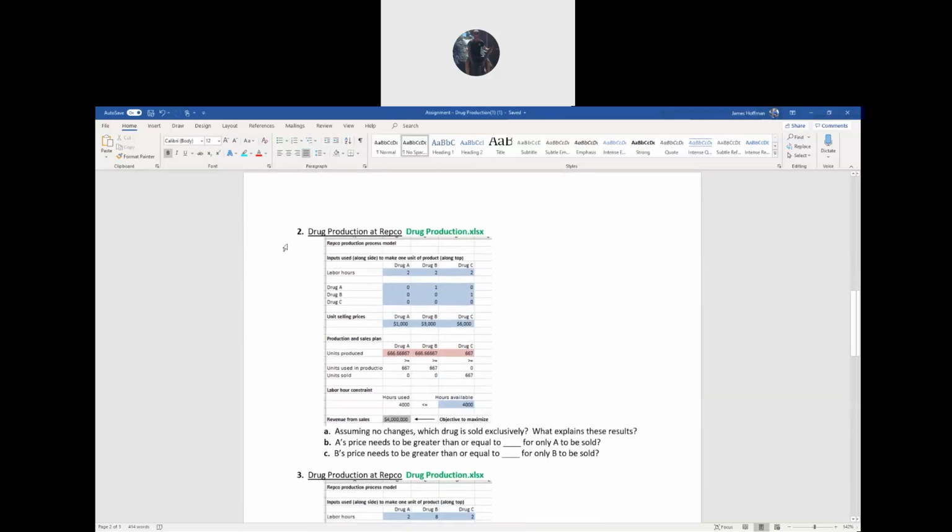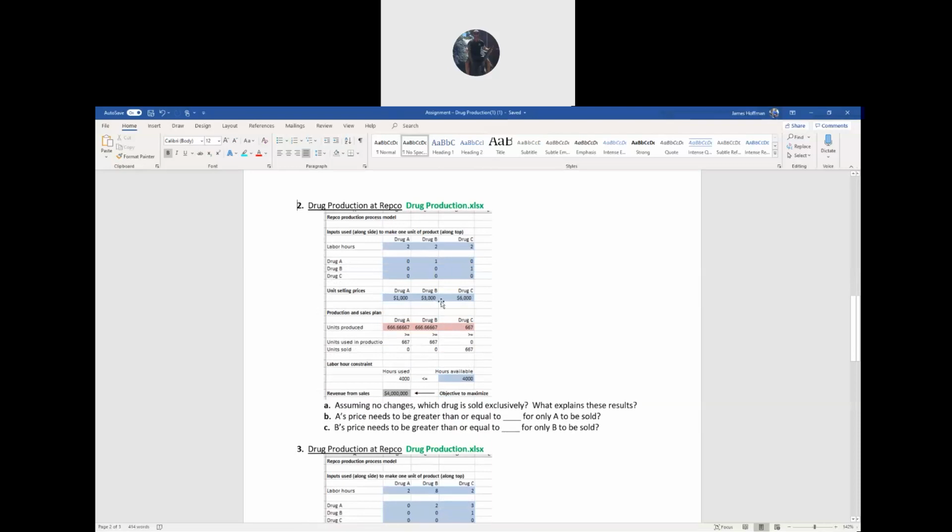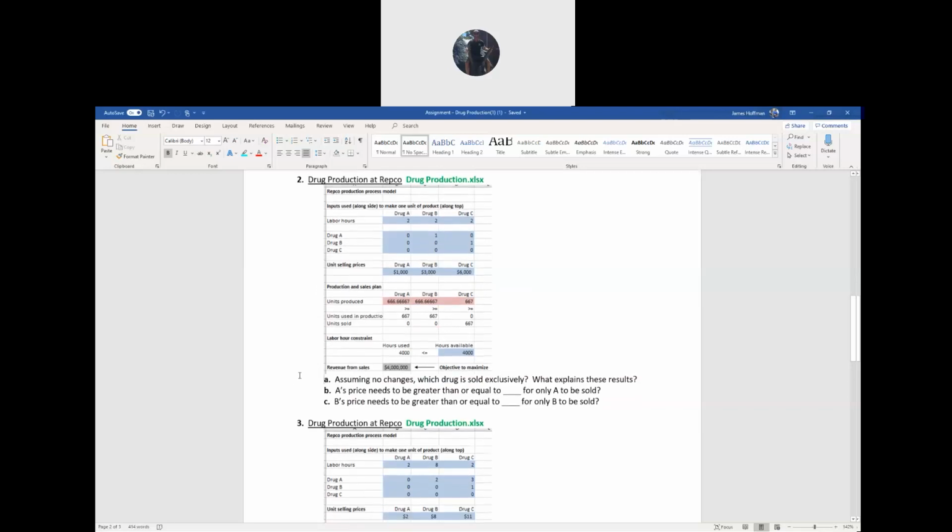Okay, number 2. So same process, but the hours start getting more complicated. But stick with the recipe. So let's see. Number 2. All right. So all this other stuff you don't have to worry about. For this problem, just look at the labor hours and the ingredients and the selling prices. So all the stuff in blue is what you're looking at, and I guess units sold too.